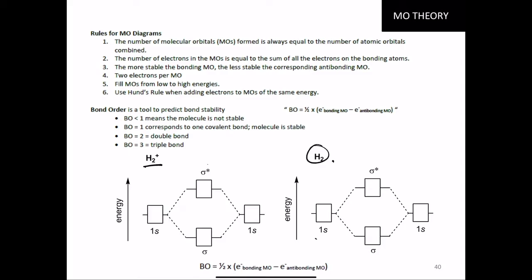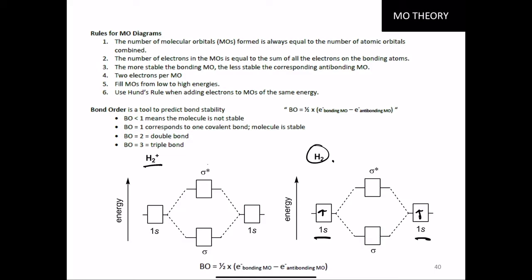So what we know is that H2 has 2 electrons. Each H brings 1 electron. So I'm going to put it here and put it here. I'm mixing up my arrows, not my best work. Okay, the 1s orbitals come together to form a sigma bonding MO and a sigma antibonding MO.